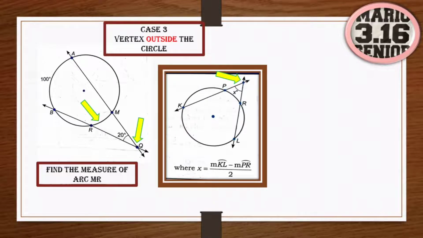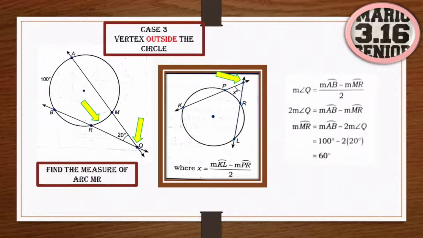So how do we solve? Just write the formula, then substitute the given values for the arcs. So we have here the measure of angle Q is equal to the measure of arc AB minus the measure of arc MR, over 2. We will be considering this given figure, so we are talking about this circle. This is our angle Q.